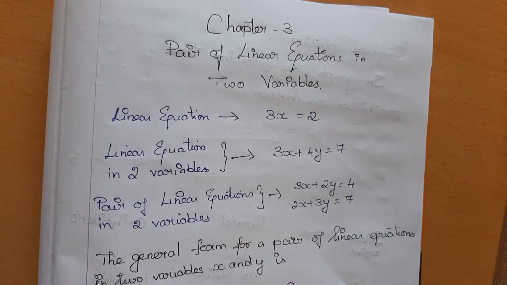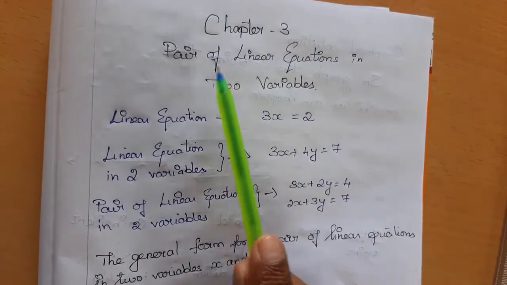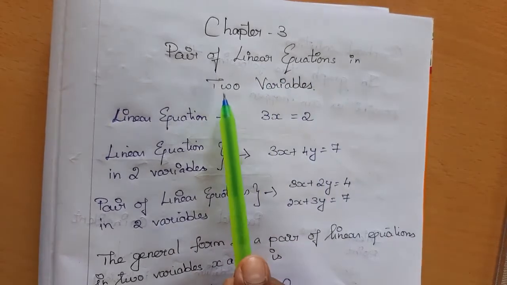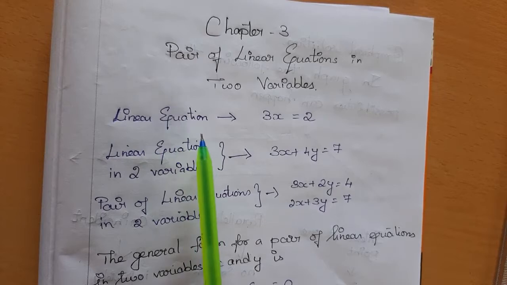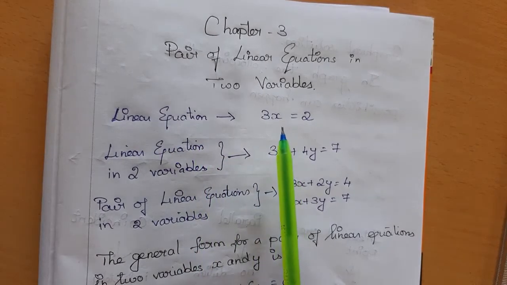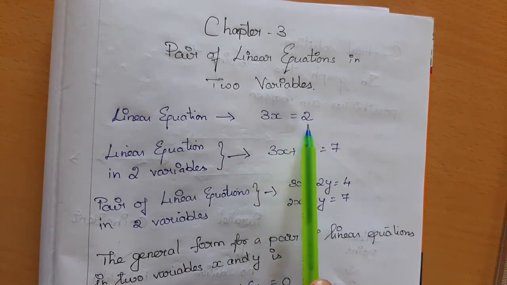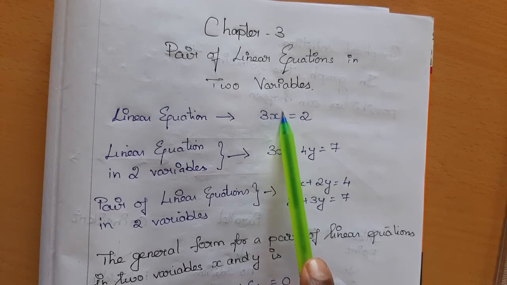Hi students, here we go for chapter 3, pair of linear equations in two variables. So what do you mean by linear equation? A linear equation means an equation with degree 1. For example, 3x = 2. Here the degree, the power or exponent, is 1.